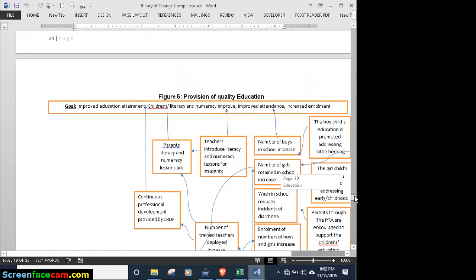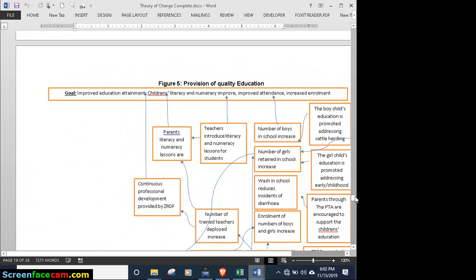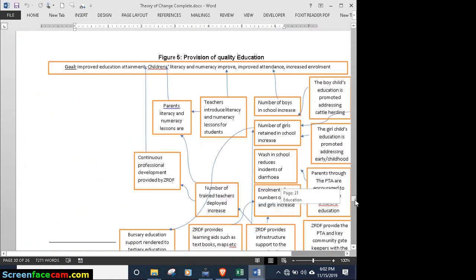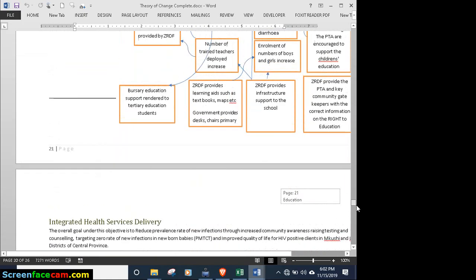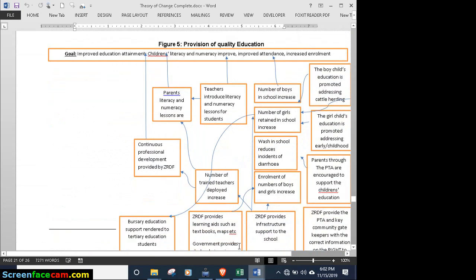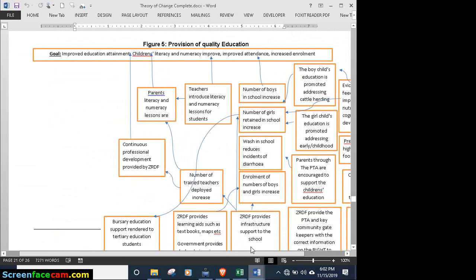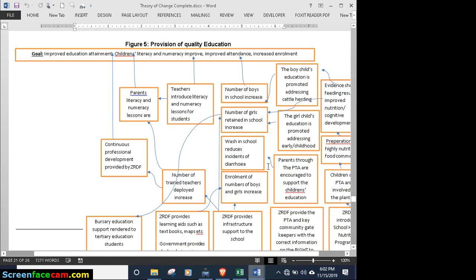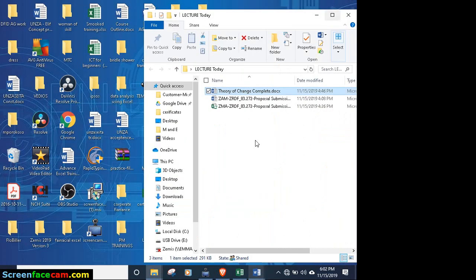Okay. This is another one. This is on provision of quality education. So these are some of the four thematic areas which we work in. So hence you can see the theory of change. It doesn't need to be this complex, it's just that we have many activities that we conduct under every thematic area.